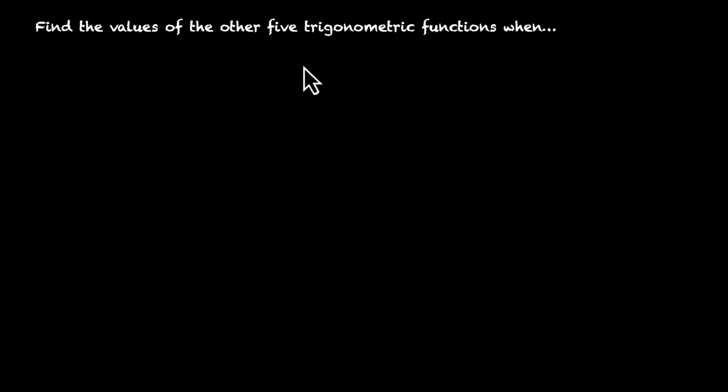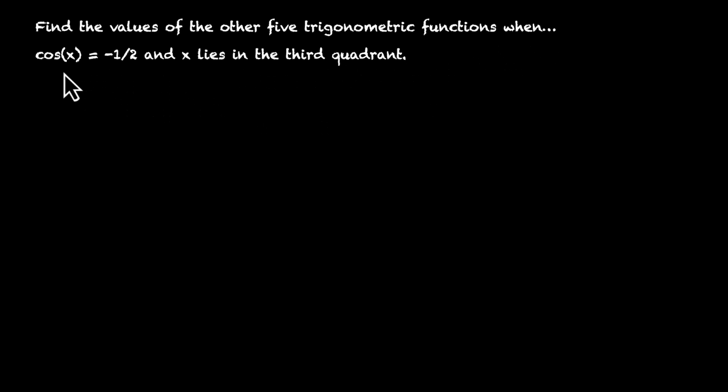Find the values of the other 5 trigonometric functions when cos x is minus half and x lies in the third quadrant. Pause the video, try this on your own. Alright, let's do this together.